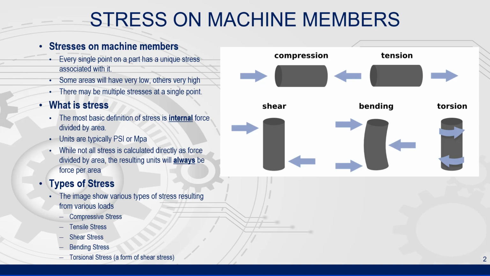There is direct or normal stress, which consists of two subtypes, that's compressive and tensile stress. There is shear stress, which results from a load that effectively bisects the machine member. Bending stress results from loads that deform the part along its longitudinal axis. And torsional stress results from loads that twist the object about its longitudinal axis.